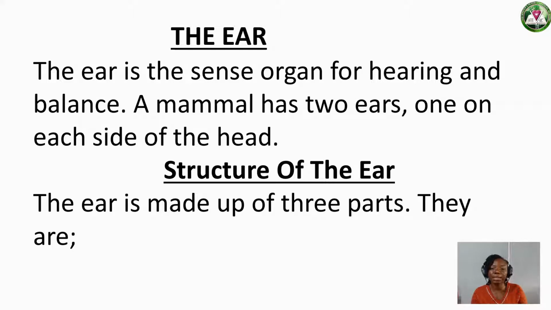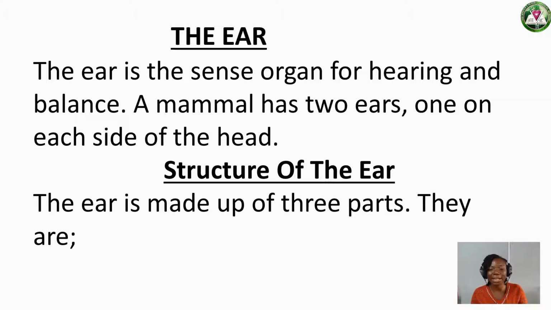A mammal has 2 ears, 1 on each side of the head. When we talk about mammals, we are talking about animals that give breast milk to their young ones, or animals that give birth to their young ones alive, like human beings, goats, sheep, cow. These are all mammals. They give birth to their young ones alive. Is that correct? Yes.